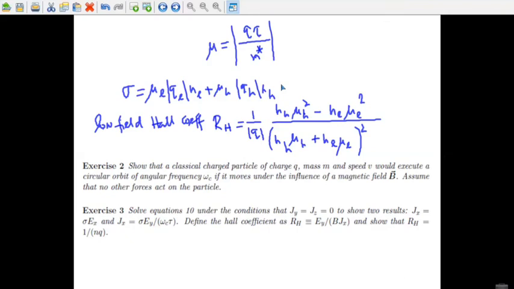So I have given two exercises for the students. If you are interested, you can solve these and communicate with me. This is the very fundamental of the Hall effect and Hall coefficient, I would say.